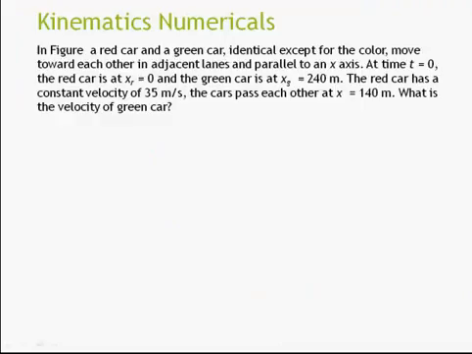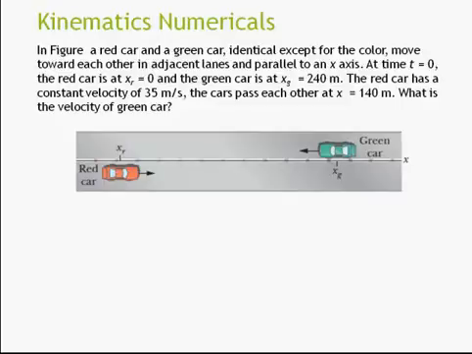Let's talk of this numerical. There is a figure, a red car and a green car, identical except for the color, moving towards each other in adjacent lanes and parallel to an x-axis. At time t equals 0, the red car is at xr equal to 0 and the green car is at xg, which is 240 meter. Red car has a constant velocity of 35 meter per second. The cars pass each other at x equal to 140 meter. What is the velocity of the green car?